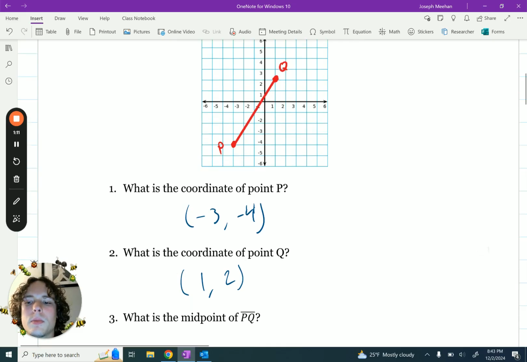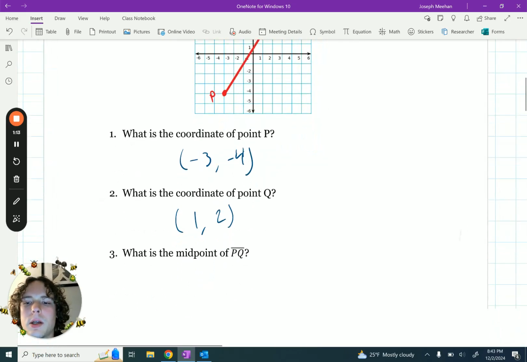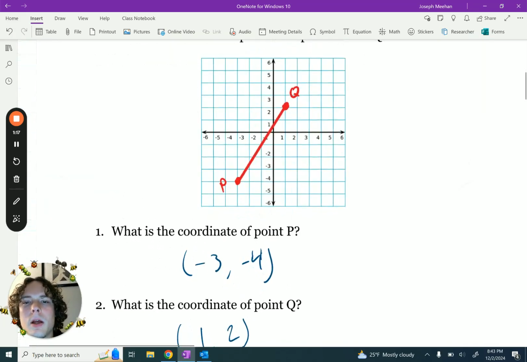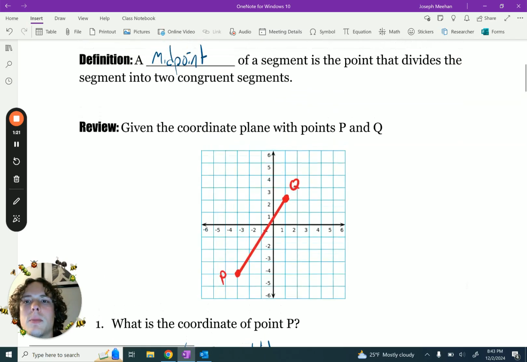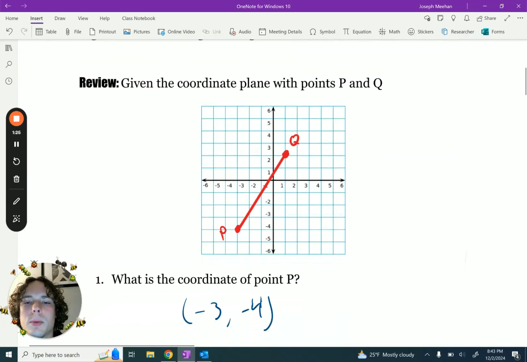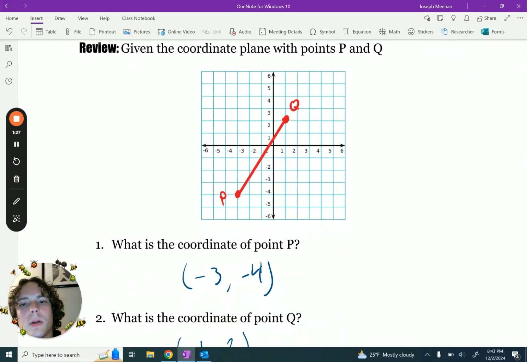Now what if we look at number 3 here and it says, what is the midpoint of PQ? What if we wanted to figure out what the midpoint was between P and Q? And remember, the midpoint is the point that divides the segment into two congruent segments. So it's like the very center, which cuts it in half, basically.